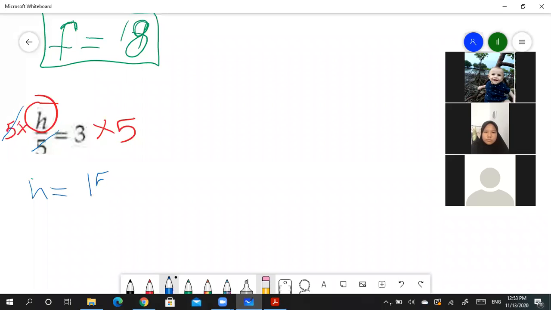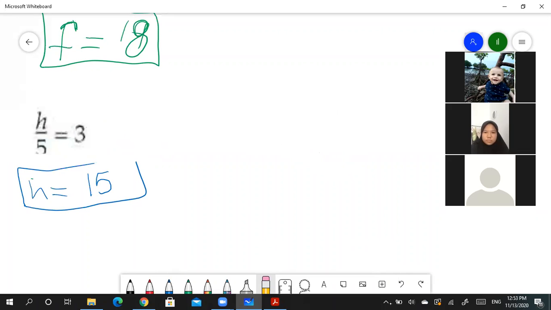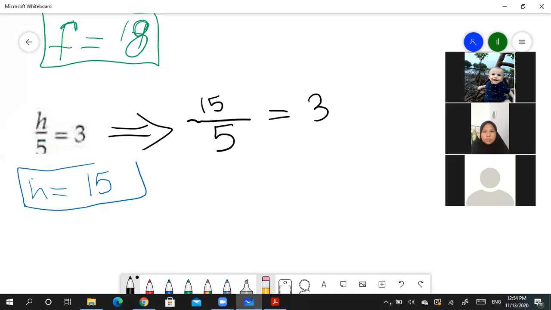15. So the value of h is 15. Let's try to find out if our answer is correct or not. I'm going to say h equals 15, so I'm going to put 15 instead of h. h over 5 equals 3. This is the 3 on the right-hand side, and h over 5 on the left-hand side.